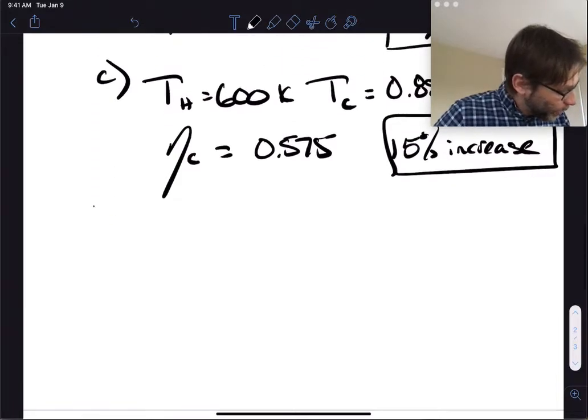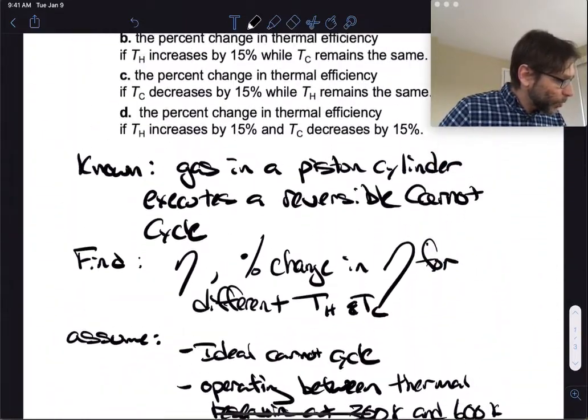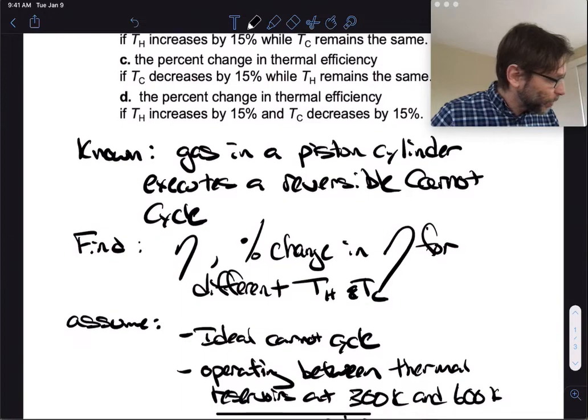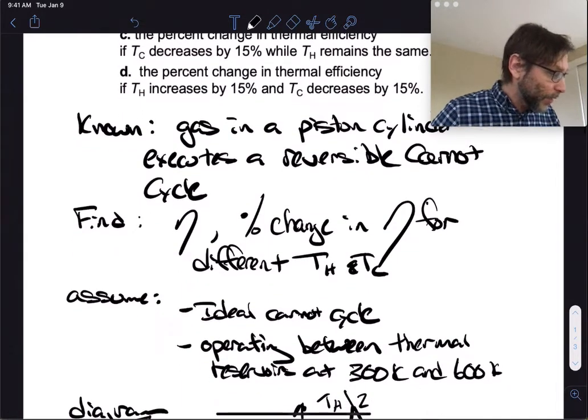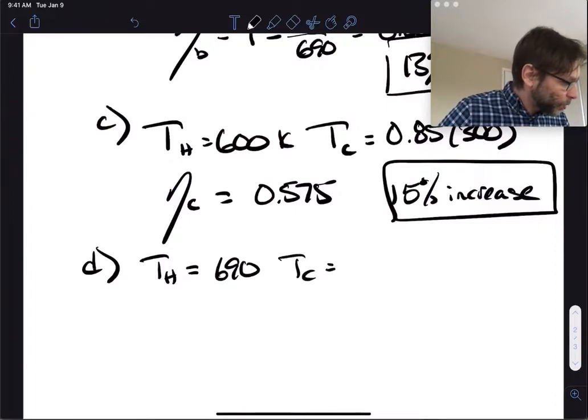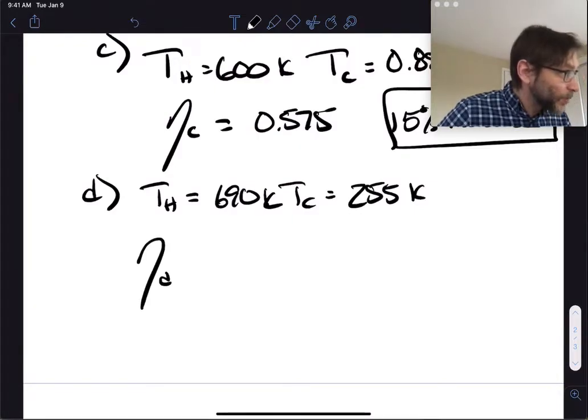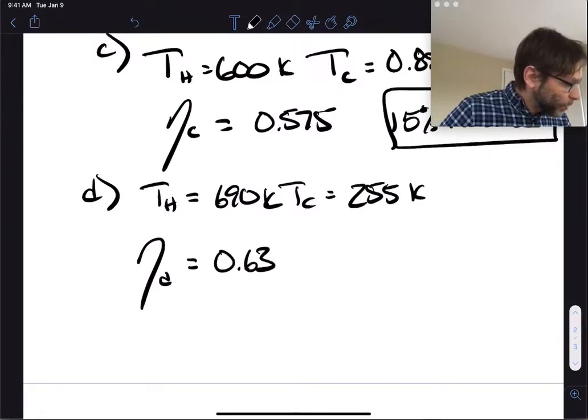Okay. Now D is when you have, let's see, what is D? D is essentially when you've got a percent change in thermal efficiency, so you have TH increasing and TC decreasing. So in this case, you've got TH equal to 690 and TC equal to whatever we had there, which was 255, right? And then you're going to get something like this, and D is equal to 0.63, and this is a 26% increase.